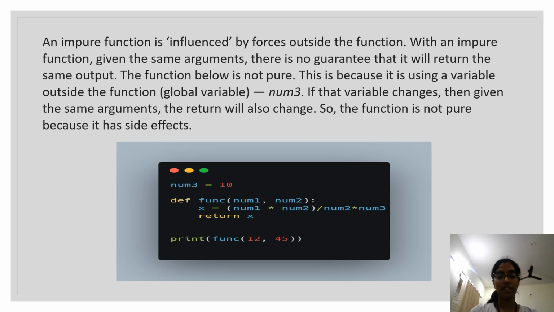For example, as you can see, num3 is given outside the function. So num3 = 10, def function(num1, num2): x = num1 * num2 / num2 * num3; return x, and print(function(12, 45)). So it might not give the same return value for x.